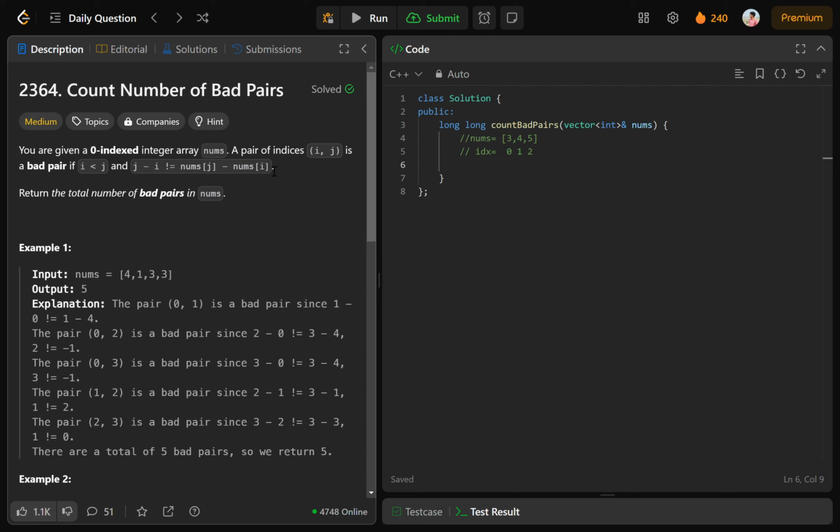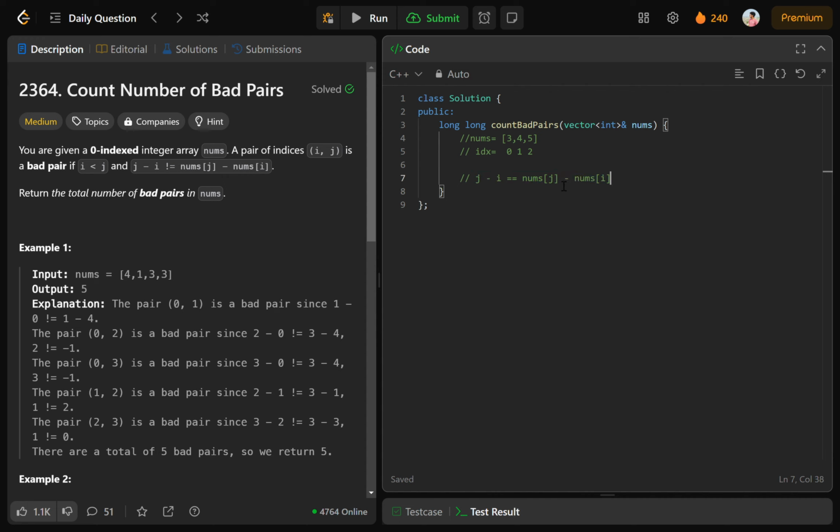And how can we find good pairs? The given equation, j minus i not equal to nums[j] minus nums[i], is the equation for a bad pair. So for a good pair, the equation will be j minus i double equals to nums[j] minus nums[i].